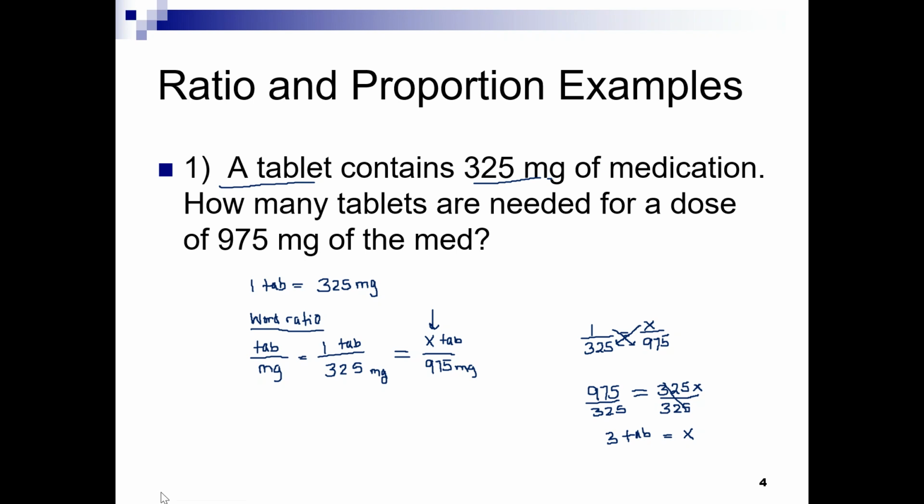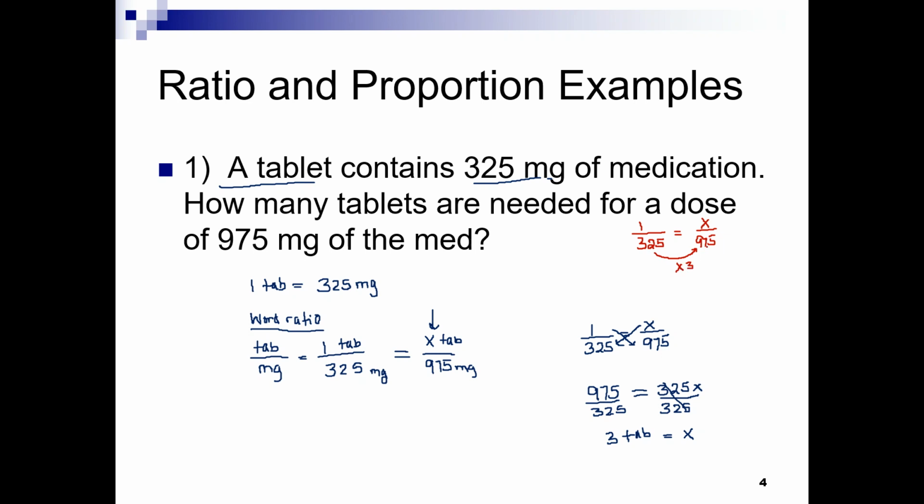The cross product method is not the only method that will allow you to solve. So let me show you a different method because it might have been what you were thinking. So my proportion is 1 over 325 is equal to x over 975. And you might have noticed that if you take 3 times 325, you would get 975. So if I'm going from the left to the right, this is 3 times larger.